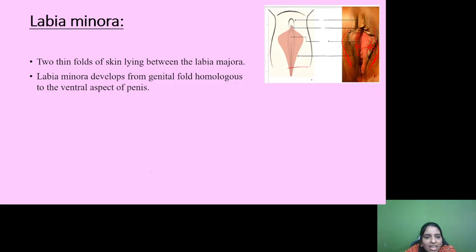Next, labia minora develops from, see, these two thin folds, right? Genital folds, and this is homologous to the ventral aspect of the penis.